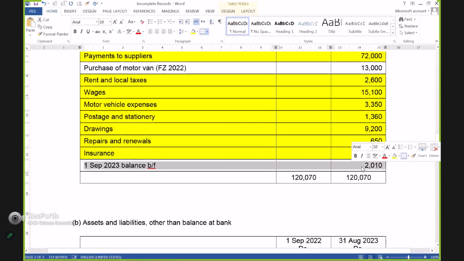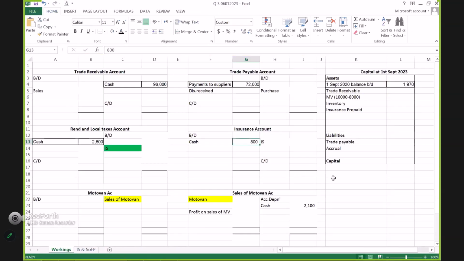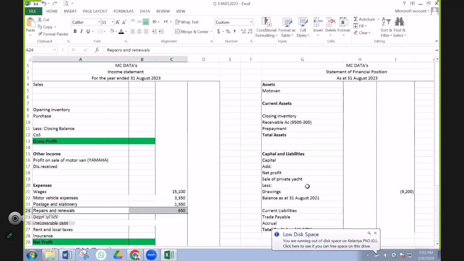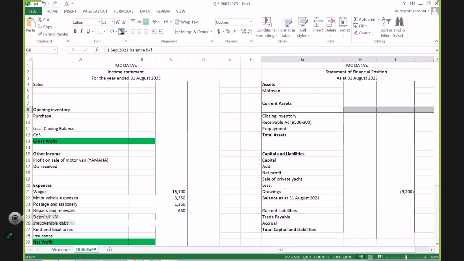The closing balance. The closing balance means the bank balance or cash balance. The closing balance is transferred to where? It is transferred to the statement of financial position at the end of the year. In the statement of financial position, under current assets, cash. So the balance is 2010.